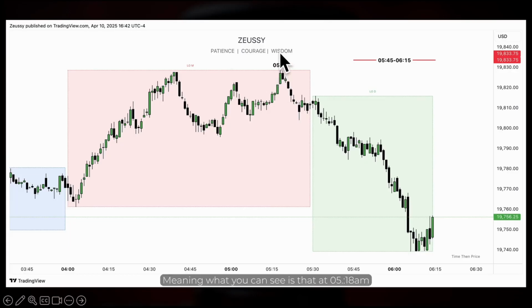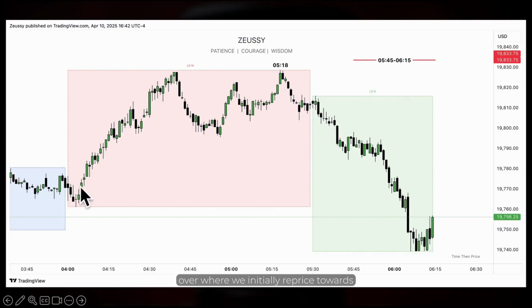Meaning, what you can see is that at 5:18 a.m., we saw the market reverse right here, and we saw it begin to displace towards the downside. Notice that when this displacement towards the downside occurs, we're immediately thinking to ourselves, okay, let's wait a bit until the next macro window so that we can then anticipate that we're likely going to see the next expansion occur. Meaning, what you see taking place is that displacement lower occurs, and you see that we in fact begin to roll over.